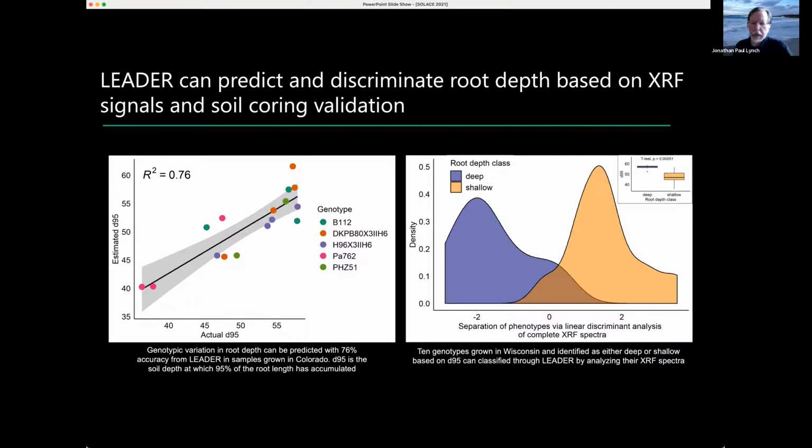And she's able to very clearly discriminate deep-rooted lines from shallow-rooted lines using this method. So I think this is going to be an important breeding tool to quickly determine whether your lines are deep or shallow-rooted, which is important for water capture, nitrogen capture, and carbon sequestration.